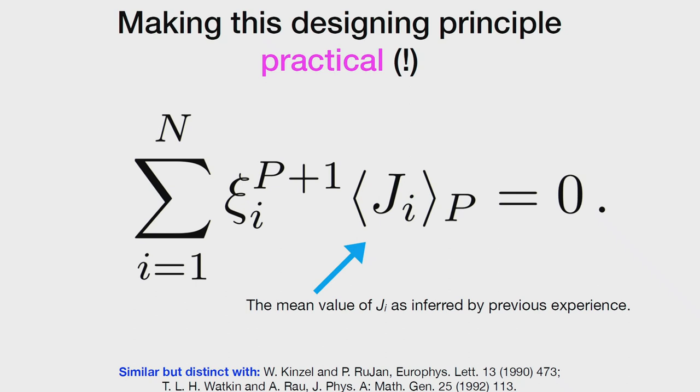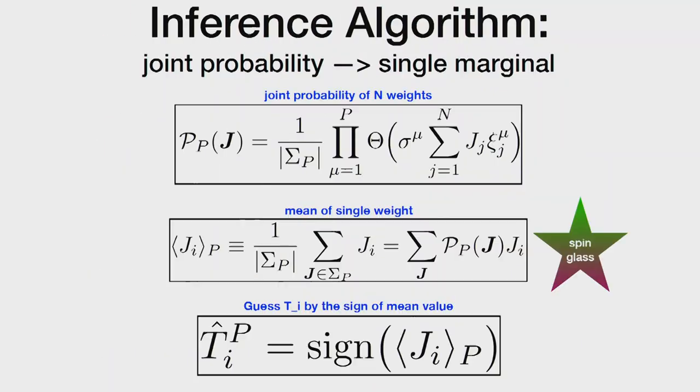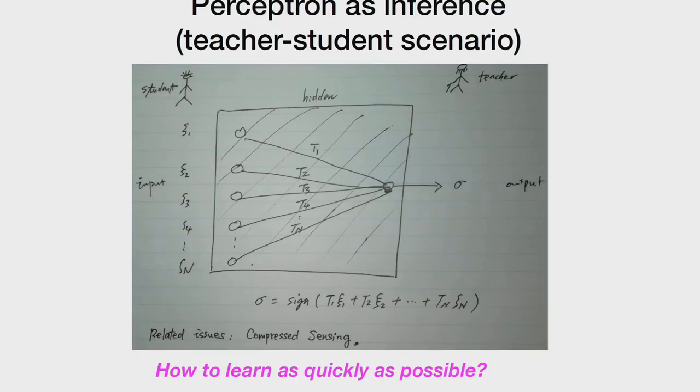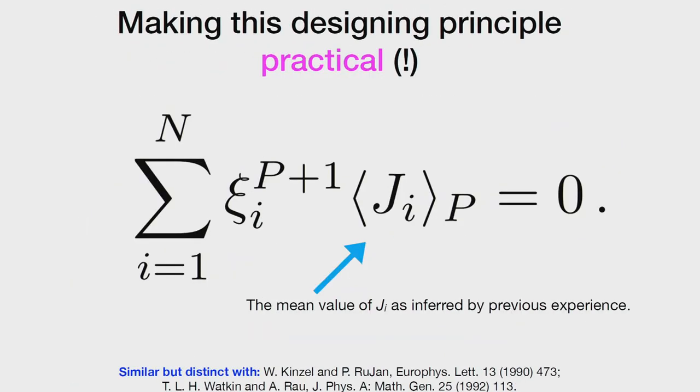This J I? Yes. Yeah, J I. So there are some edges between the input and output. J I is the weight on the i-th element, on the i-th edge. And this value, in my case, is plus 1 or minus 1. So this J I P is the estimated mean value of J I of the student after online learning P patterns.